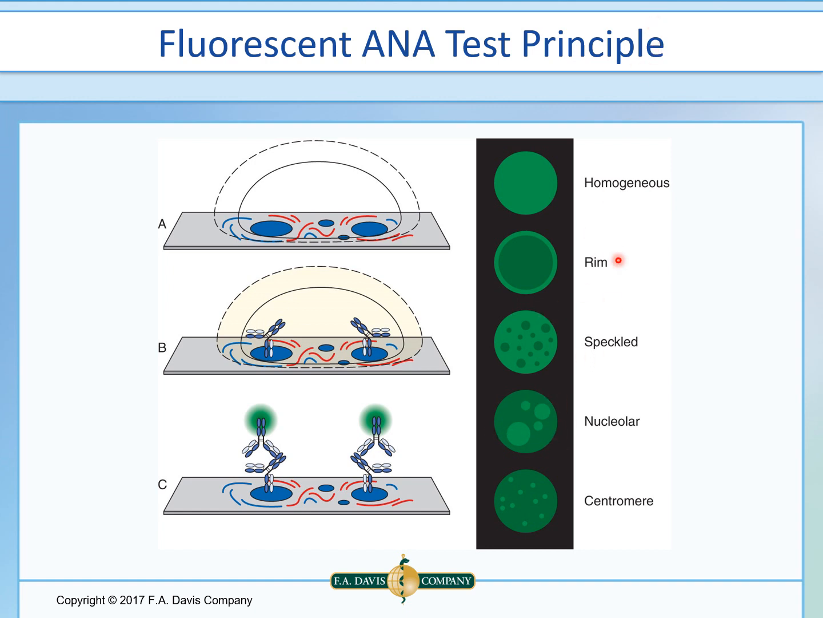The nucleolar pattern shows a few large areas of fluorescence representing the nucleoli within the nuclei, and this is due to antibodies to RNA and RNP, and this is seen in patients mainly with scleroderma. The centromere pattern at the bottom shows numerous discrete speckles in the nuclei of each cell, and this is due to antibodies to proteins in the centromeres of the chromosome, and it's seen mainly in patients with CREST syndrome.